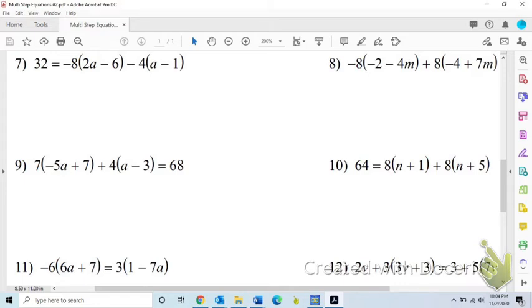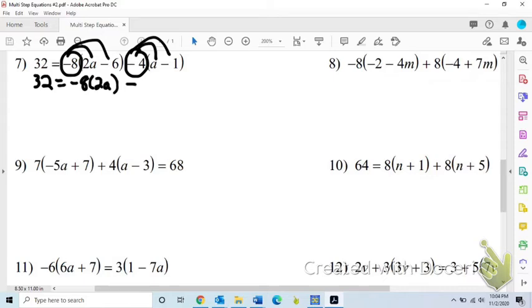Number 7, we are going to distribute the negative 8 and the negative 4. So we have 32 equals negative 8 times 2a. We bring down that negative. Remember, that negative, that's not from the negative 8, that's from that right there. And then we still distribute the negative 8 times 6. Same thing with the negative 4. We distribute the negative 4 both ways. And that negative right there, that's that negative from the a minus 1. We drop that in between the a and the 1, but we still distribute our negative 4.